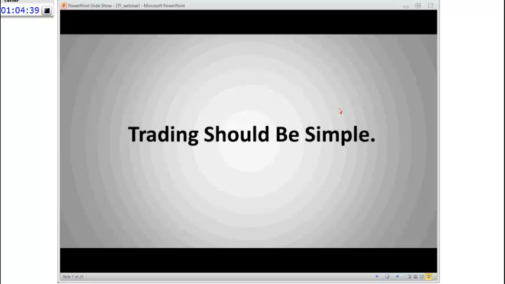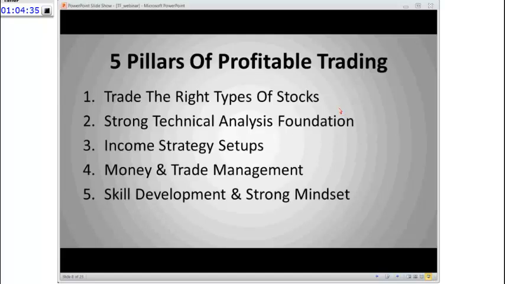Okay. I want to start by talking about just the 5 pillars of profitable trading. And this is in particular specific to stocks. So the first pillar is making sure that you're trading the right types of stocks. I talk to traders almost every day who are trading stocks that the odds are stacked greatly against them. They're trading stocks that are dominated by high frequency algorithms or big money institutional traders that run stops.